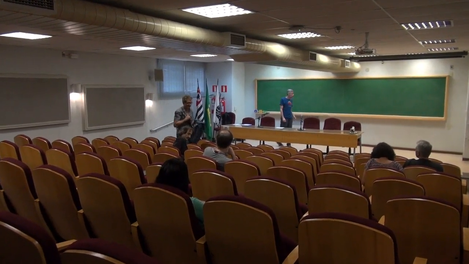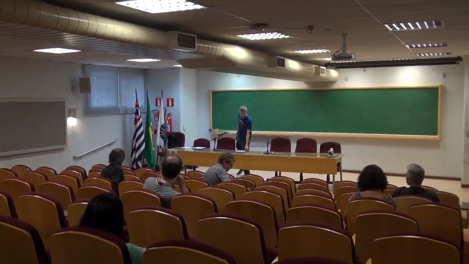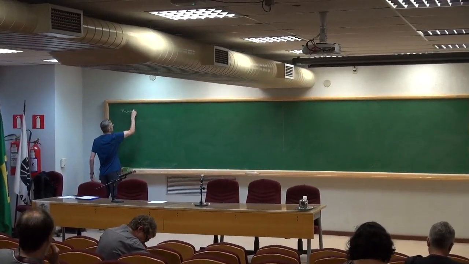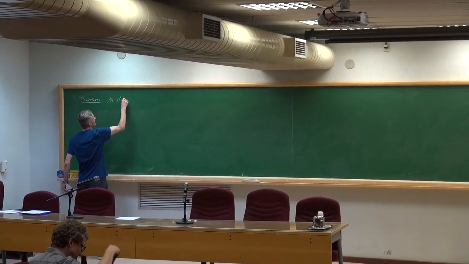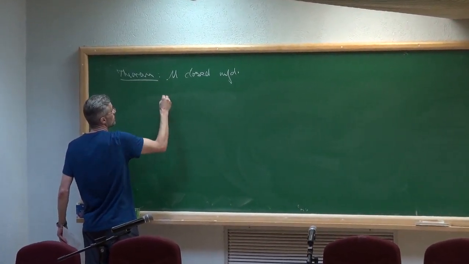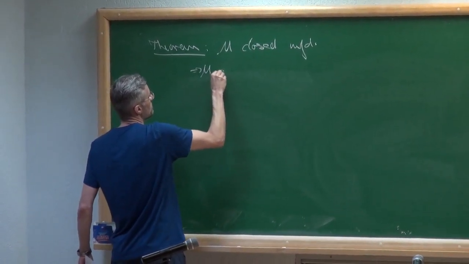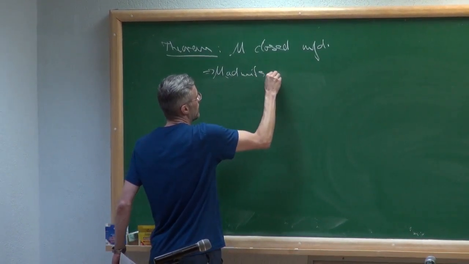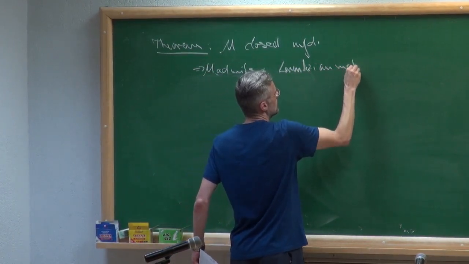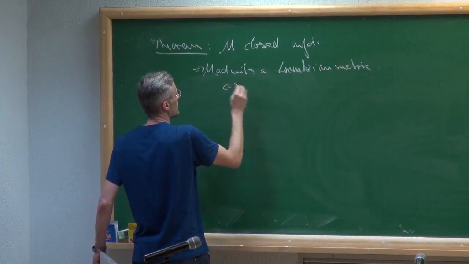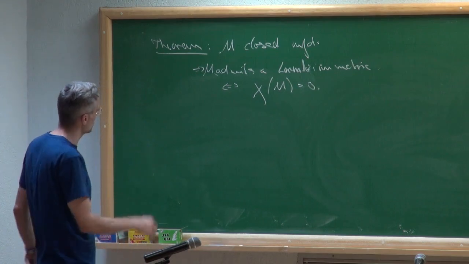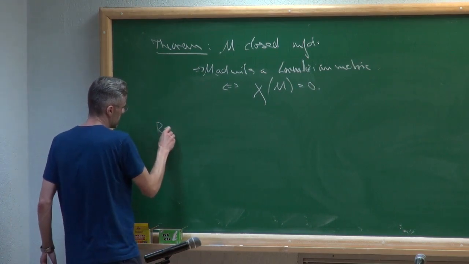Thank you very much. So when I went into overtime the day before yesterday, I was talking about this theorem: if you have a closed manifold M, then M admits a Lorentzian metric if and only if the Euler characteristic of M vanishes. Okay, to give you an idea of the proof, I wanted to make two remarks.